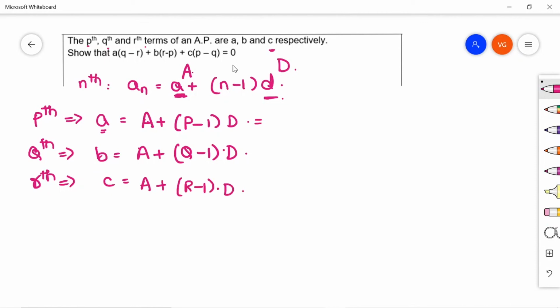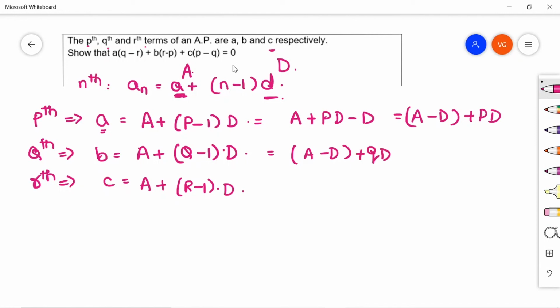So this you can write as A plus pD minus D, right? Or you can write it as A minus D plus pD. So here also you can write it as (A minus D) plus qD. I am just trying to find out the similarity. So (A minus D) plus rD, right? So what they have given here, this r is the small r, the rth term, right?